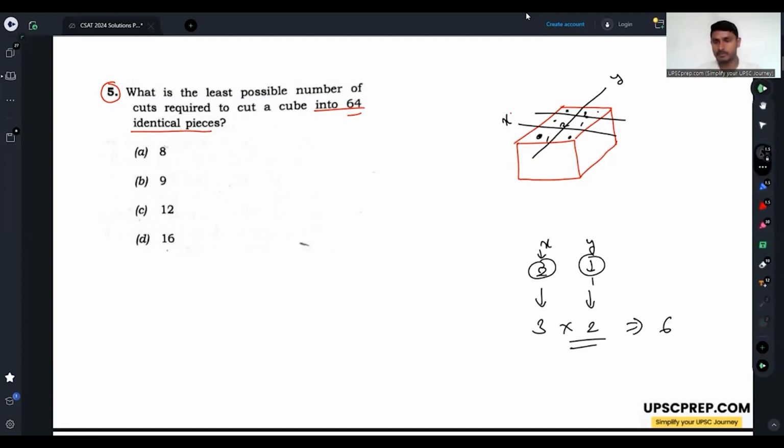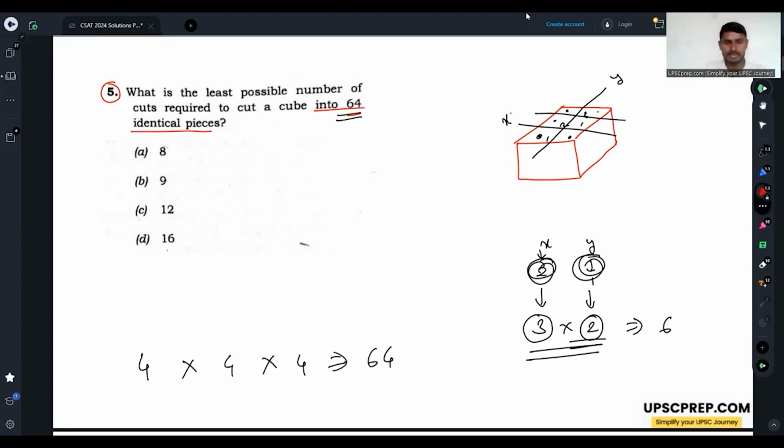So what is the catch here? Because of two cuts, you are getting three pieces. Because of one cut, you are getting two pieces. And ultimately you are taking the product. So let's say now this 64, if you see, 64 is basically what? It is 4 cubed. So 4 into 4 into 4, it is 64, right?